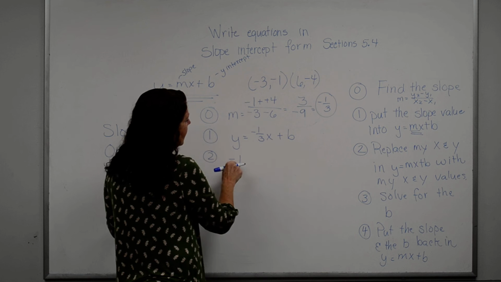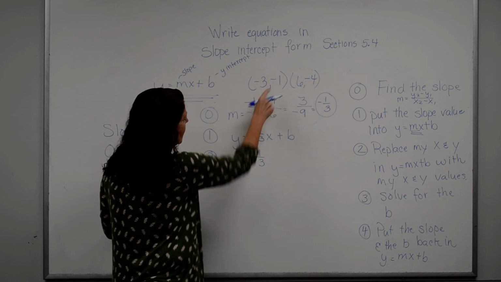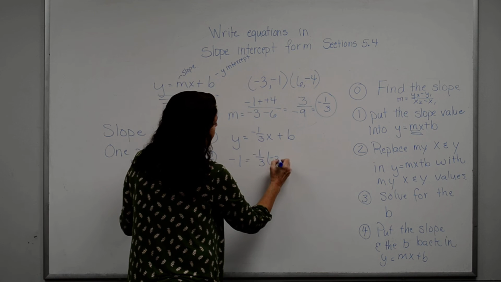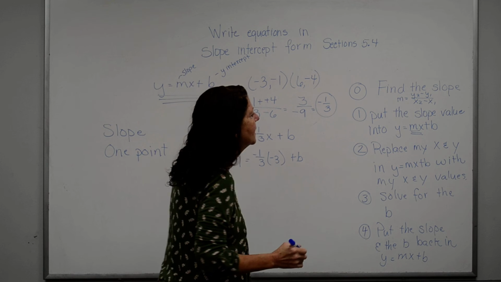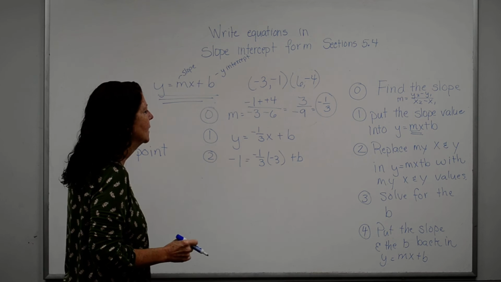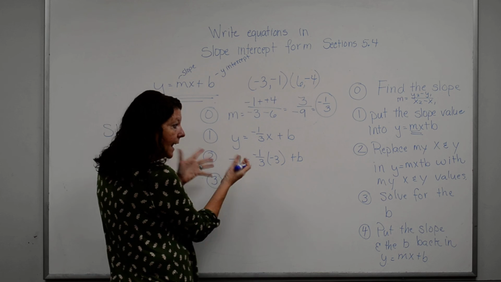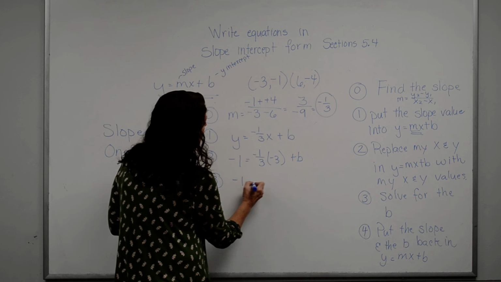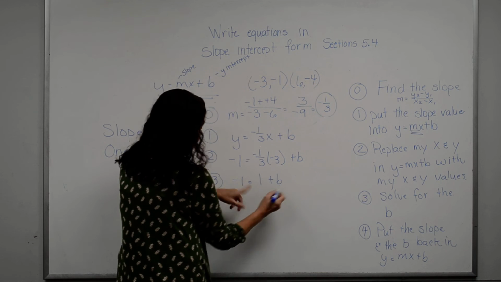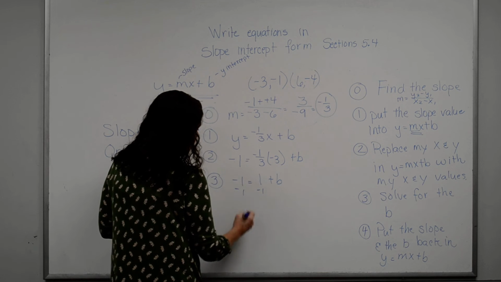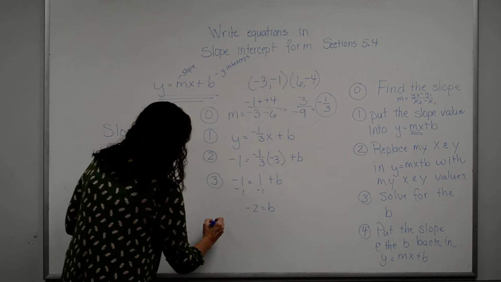I put the y in the y position. Still have the negative 1/3. And my x is negative 3. So now I've done step 2. I replaced my x and y in the equation with the x and the y values. All right, then I have to solve for b. So negative 1, and I'm going to multiply here. That's going to give me 1 plus b. I'm going to subtract 1 from both sides. I'm going to get b is equal to negative 2.